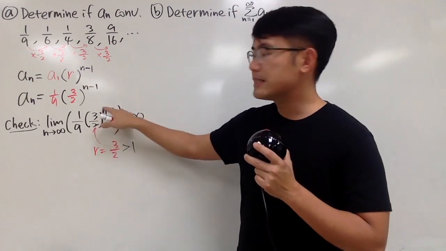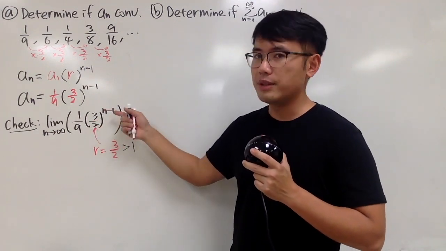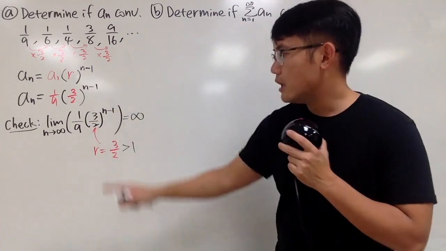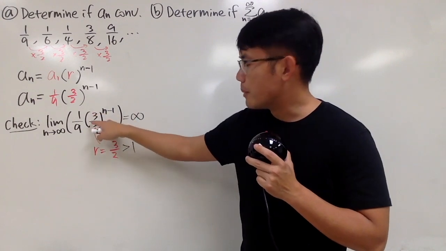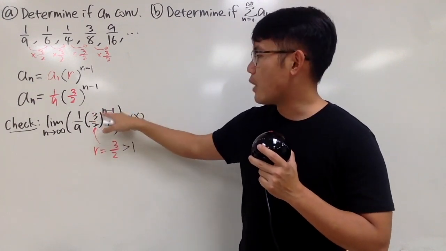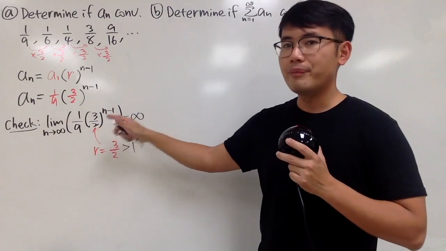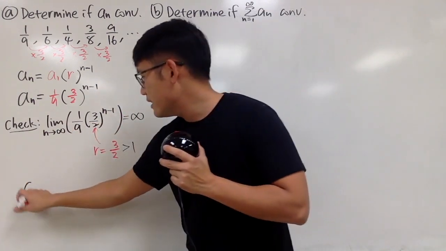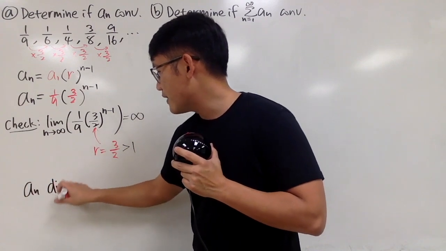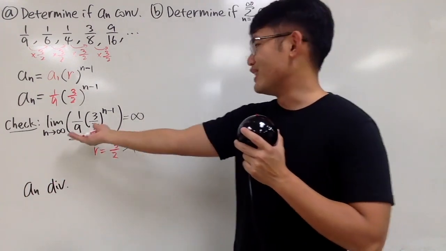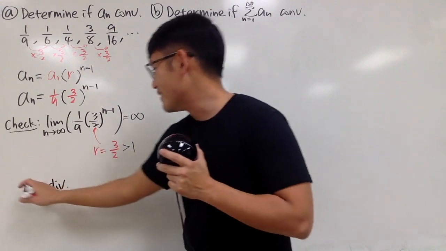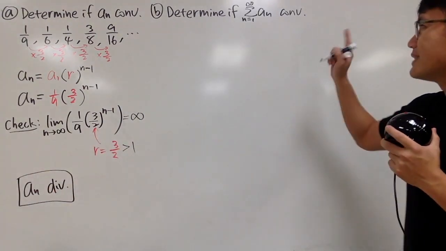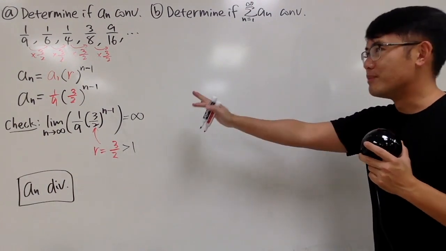Whenever we have r to the nth power, and then right here you have the minus 1, it doesn't really matter. You can fix the negative 1 exponent if you would like. But if this right here is a number bigger than 1, raised to the nth power, and when n goes to infinity, we get infinity. So in fact, right here, a_n unfortunately diverges because the limit is infinity, because r is 3/2.